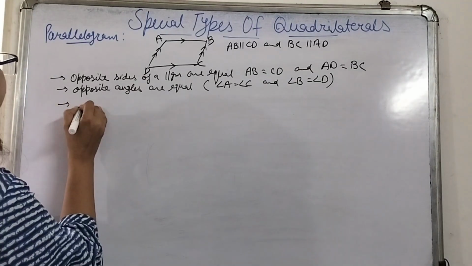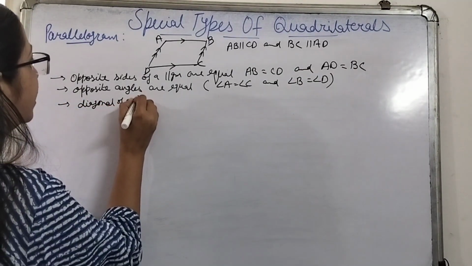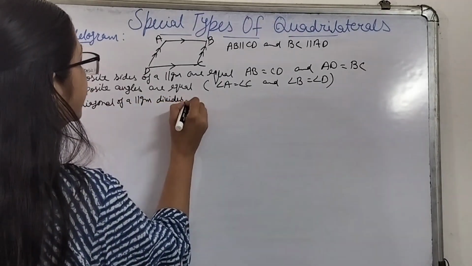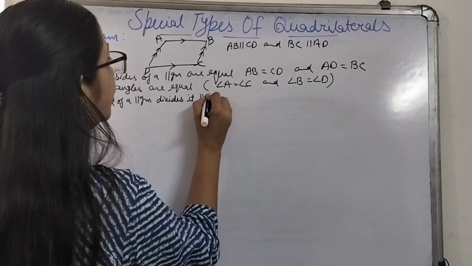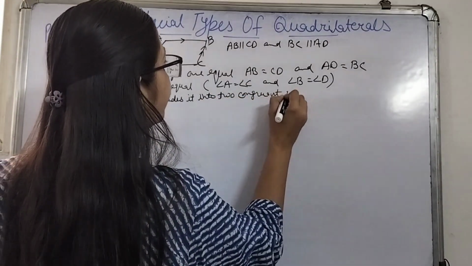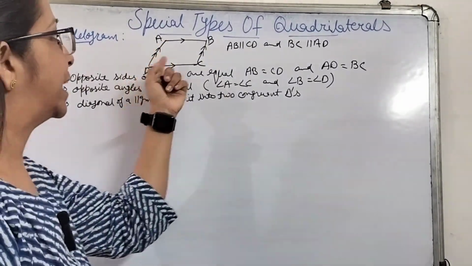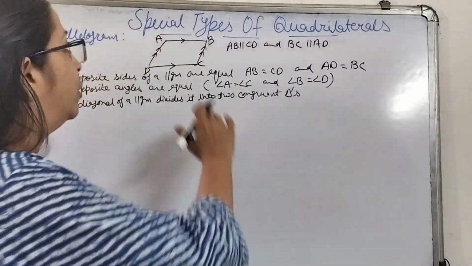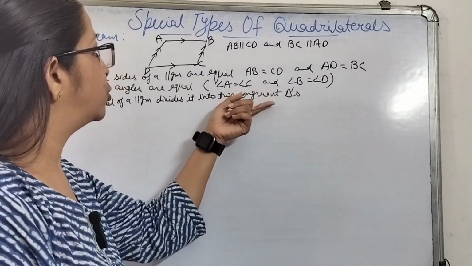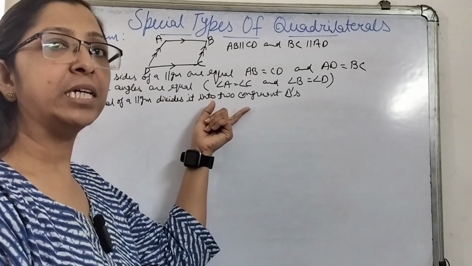Along with that, the diagonal of a parallelogram divides it into two congruent triangles. That means the diagonal of the parallelogram will divide the parallelogram into two triangles, and these two triangles will be congruent; they both will be similar, they both will be equal.